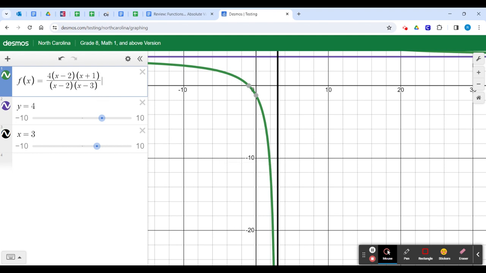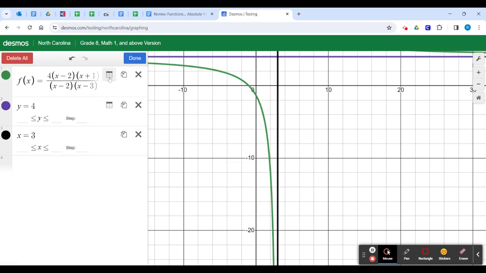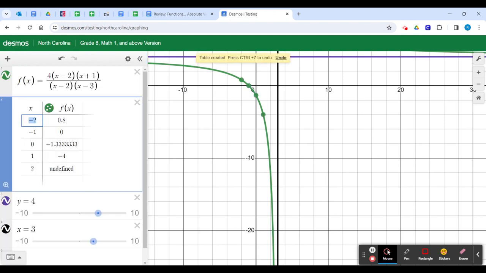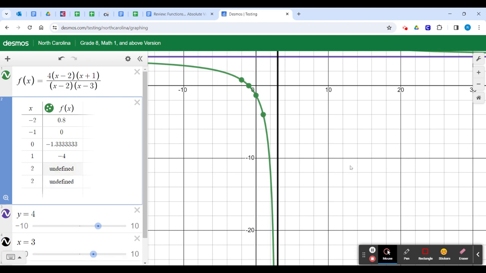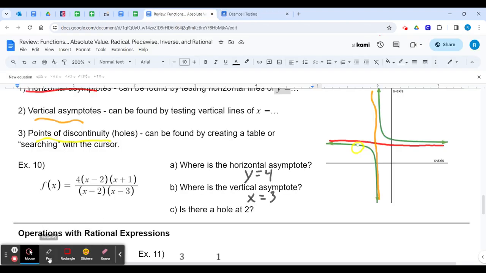Another way to do this is if I want to click on my function, click this settings, and create this table. Then I can either look at the x value of 2 or add in the x value of 2, and we'll see that it's undefined there. So that does confirm that we have a hole. So my answer is yes there.